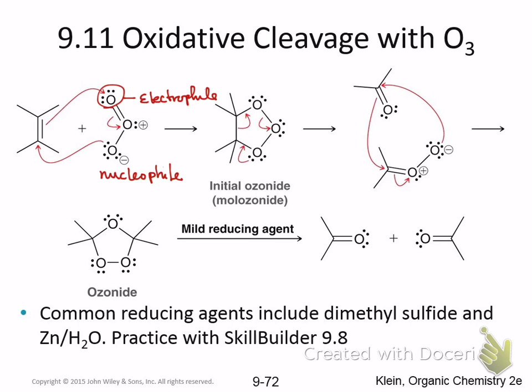And then when you use mild reducing conditions, that's the DMS, you end up with, for example, two ketones or two aldehydes. Okay. You can also use, like it says down here, zinc. This is a reducing agent, because it has the zinc, the metal has electrons to give up to form zinc 2+, right? So it can reduce, keep this in the reduced state.